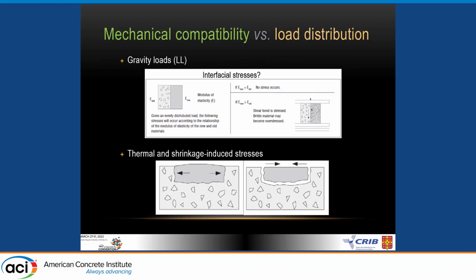In addition to the gravity loads, which will stress the elements, you also need to take into account the deformations that the repair material will undergo: shrinkage, and eventually also thermally induced deformation and stresses, which add to the stresses induced at the interface between the repair material and the existing concrete by the gravity loads. So these stresses add to the gravity load stresses.